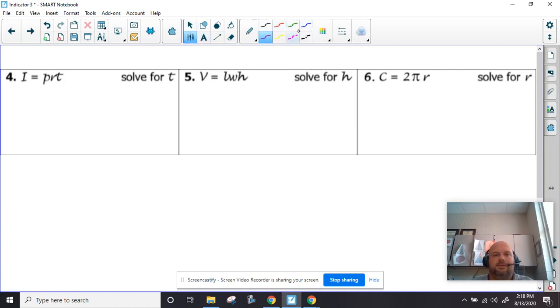Now, over here, I equals PRT. This is simple interest equals principal times rate times time. We're solving for t. Now, all this is multiplied together. So believe it or not, in one fell swoop, you can actually divide by P and R at the same time. Wow. So I over PR equals T.